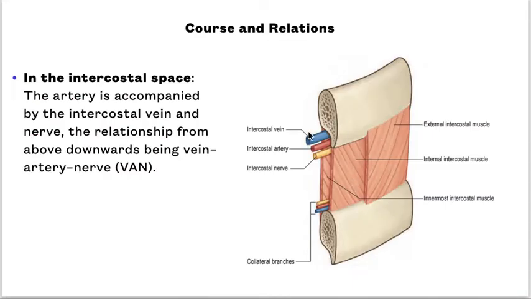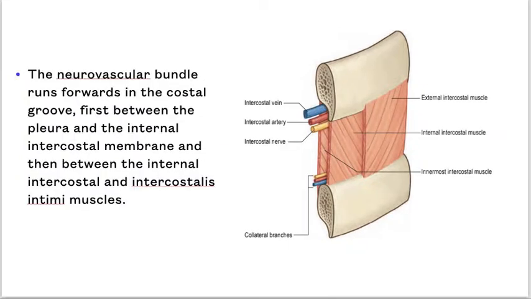Course and relation in the intercostal space: the artery is accompanied by the intercostal vein and the nerve, and the relationship from above downwards is vein, artery, nerve. The neurovascular bundle runs forwards in the intercostal groove, first between the pleura and the internal intercostal membrane, then between the internal intercostal and the intercostalis intimus muscles.